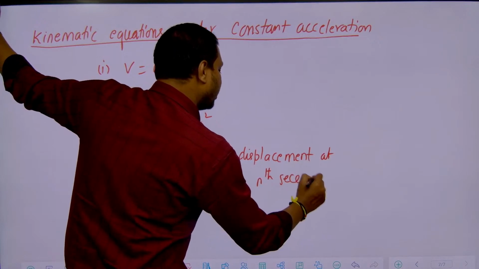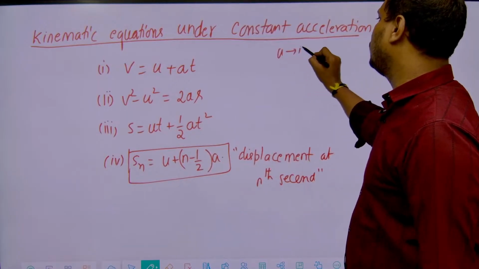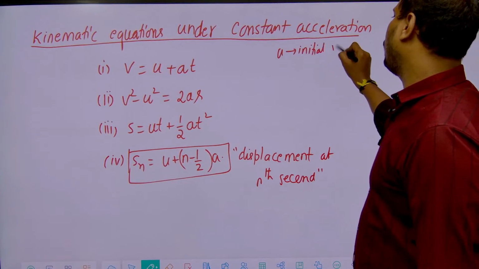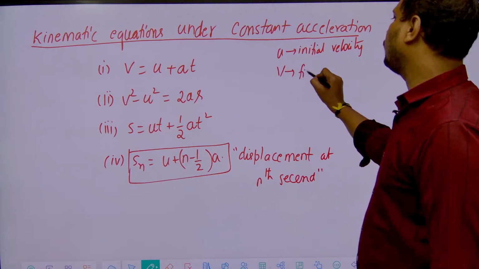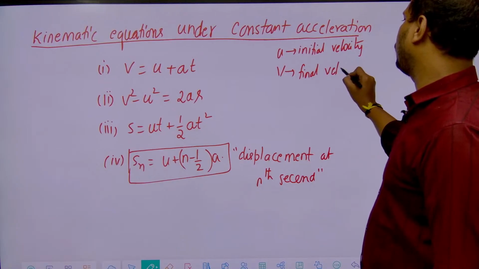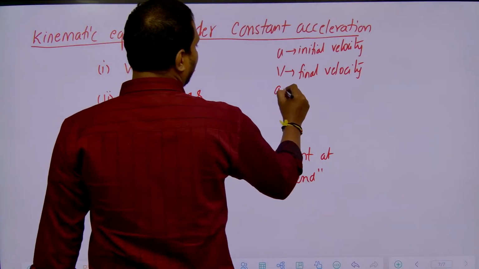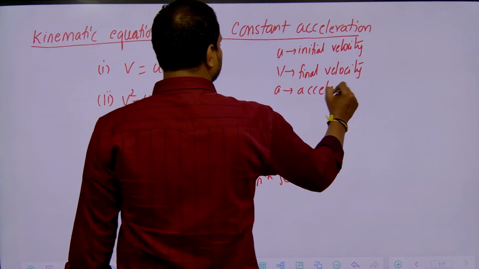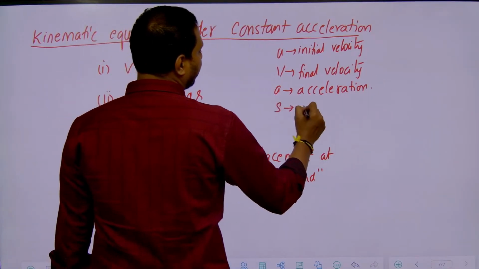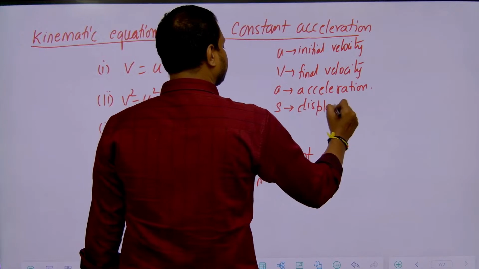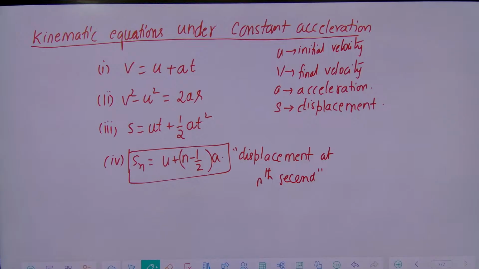Now this is the formula for displacement at which second? Nth second. Now tell me, what is u called as? Initial velocity. What is v called as? Final velocity. What is a called as? Acceleration. And s is called as what? Displacement. T is what? Time.